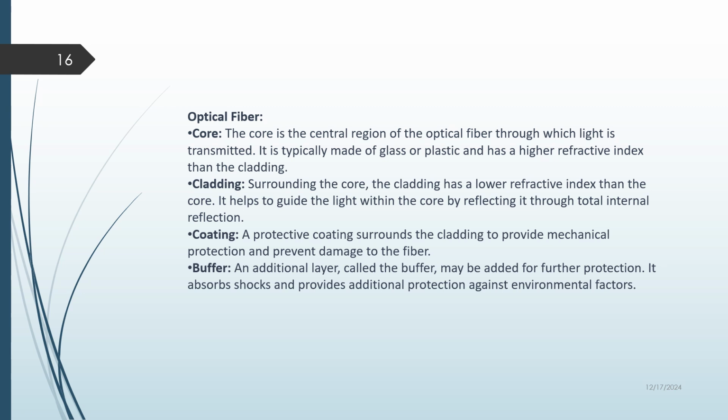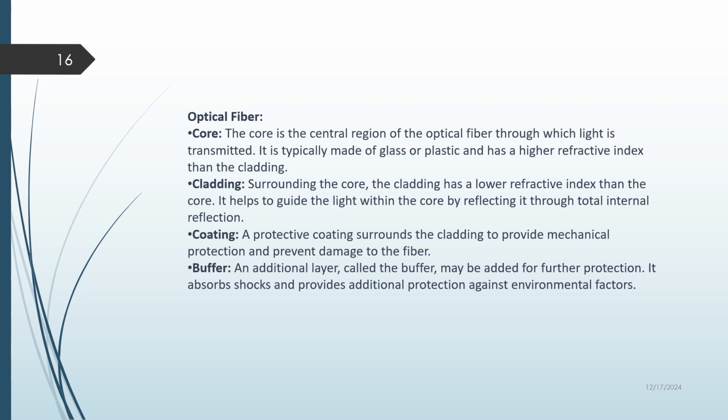Optical fiber. So we have a core, the core having a higher refractive index than the cladding. It is made up of glass or plastic. The core is the central region of the optical fiber through which light is transmitted. Cladding surrounds the core. Cladding has a lower refractive index than the core. It helps to guide the light within the core by reflecting it through total internal reflection.